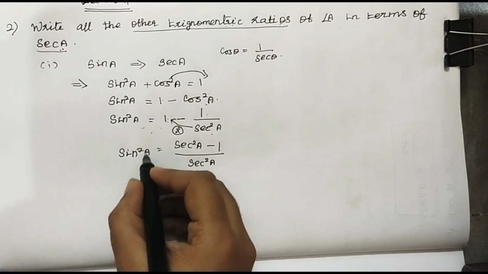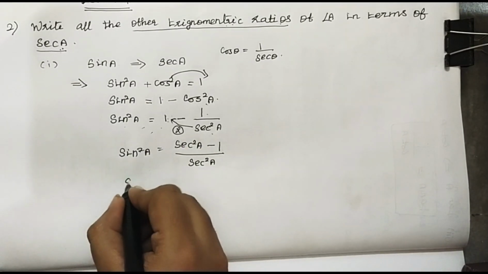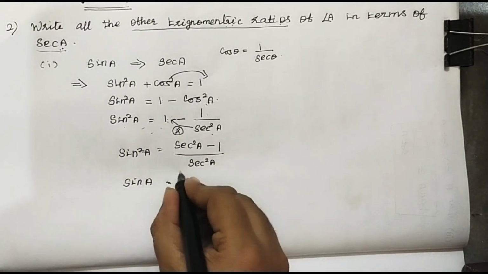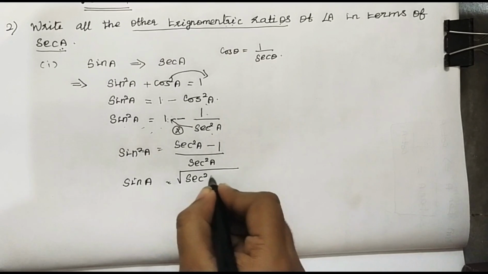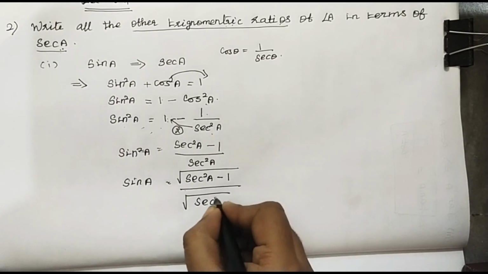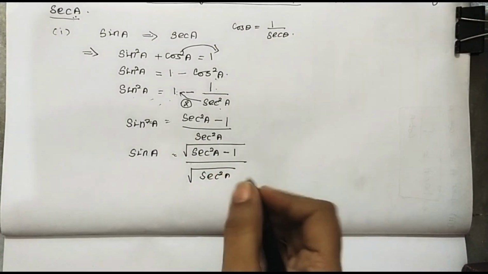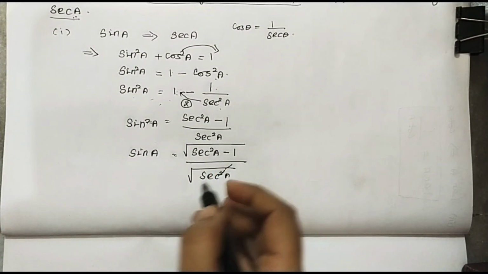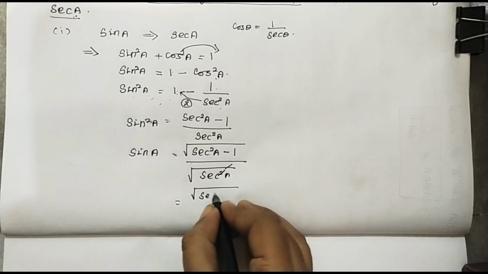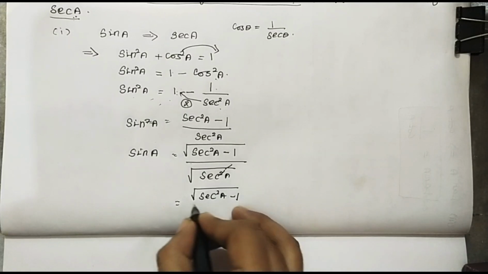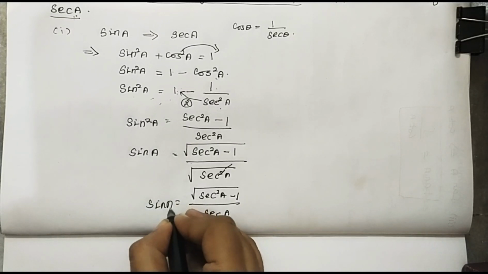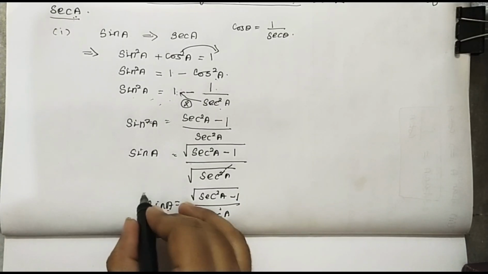Now the square you transfer to the right hand side. Sin A equal to, if you transfer the square to that side it will become root. So root of secant squared A minus 1, the denominator also root of secant squared A. Now in the denominator, square and root will cancel, then you will get square root of secant squared A minus 1, the denominator is secant A. So sin A in terms of secant A is changed.